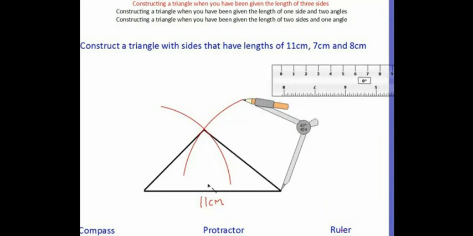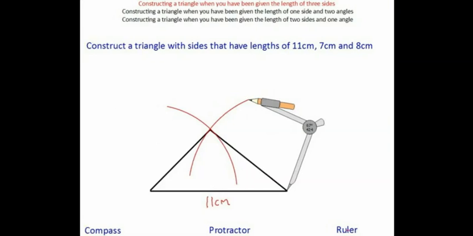And then you've constructed your triangle. After your construction, make sure that you put in the length of 7 centimetres and 8 centimetres, so whoever's marking your work knows that you know which side is which.